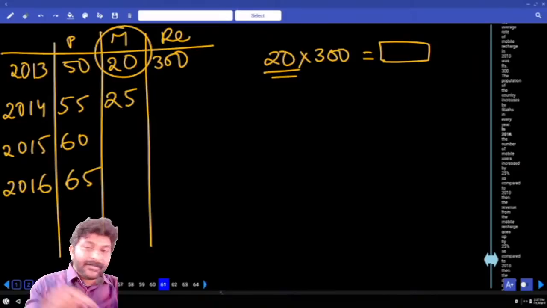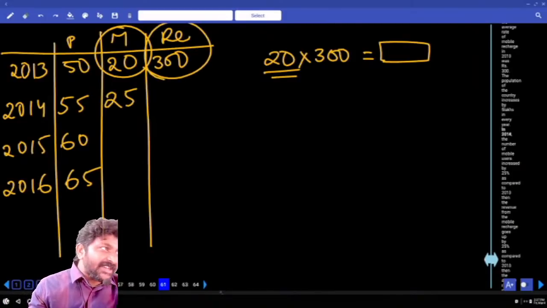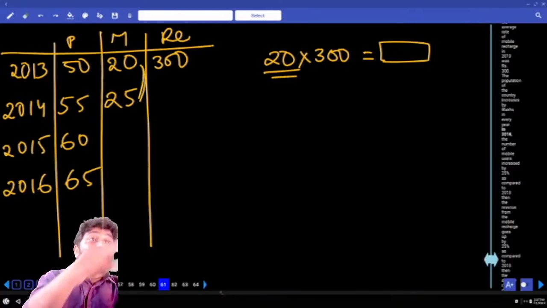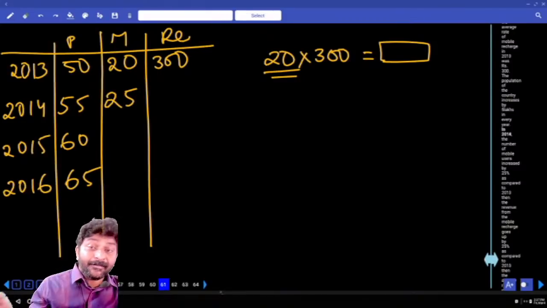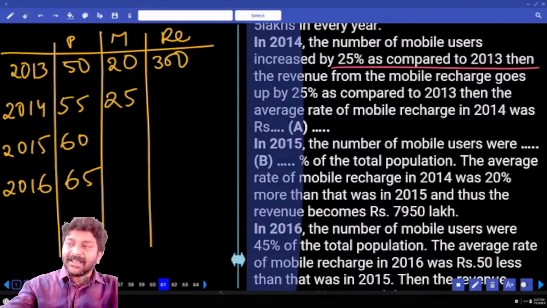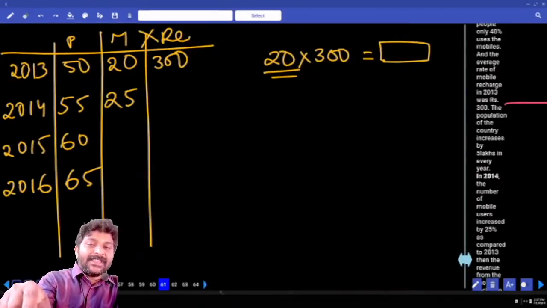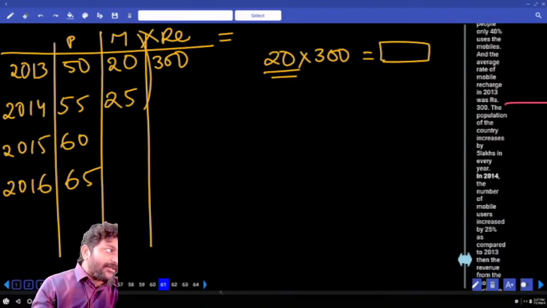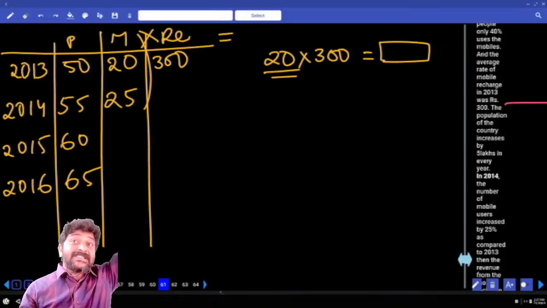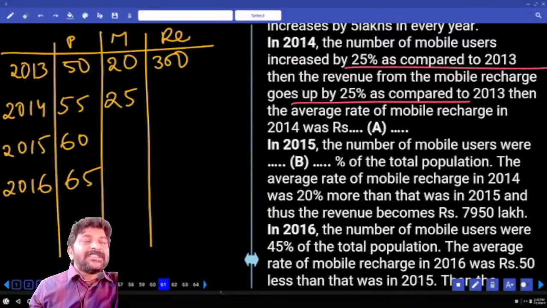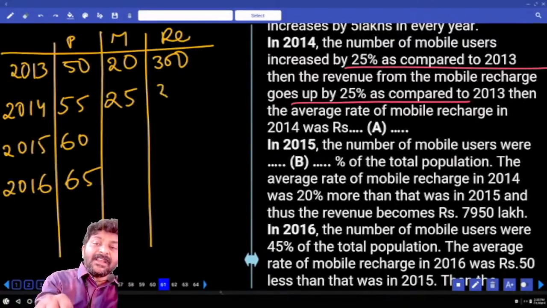Number of mobile users multiplied by average recharge, that gives you revenue. Agreed? So now even in 2015 also, revenue in the sense mobile users multiplied by recharge only. Mobile users increased by what percentage according to the data? 25%. That was already mentioned clearly here. Correct? Now revenue also increases by 25%, right? Product of these two numbers will give you revenue. Mobile users increases by 25%. Revenue also increases by 25%. Then what must be the recharge amount? 300. There must not be any change.